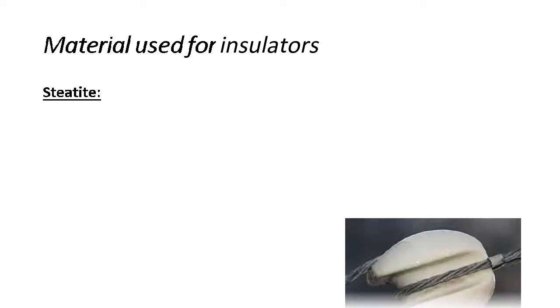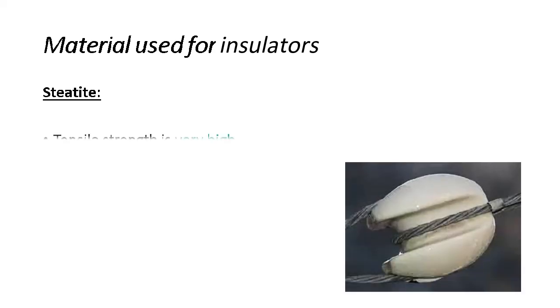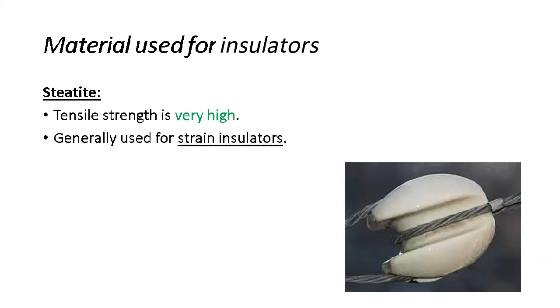Okay, the next, or we can say the last material, is steatite. It is also known as magnesium steatite or magnesium silicate. If we talk about the tensile strength, it is very high compared to that of porcelain, and that is why it is used for strain type of insulator. Okay, because its tensile strength is very high. So these are three materials which are generally used for the insulator in case of a transmission system.